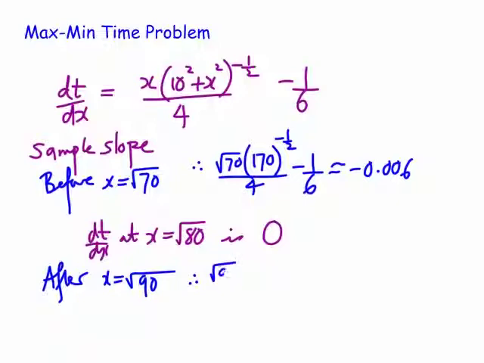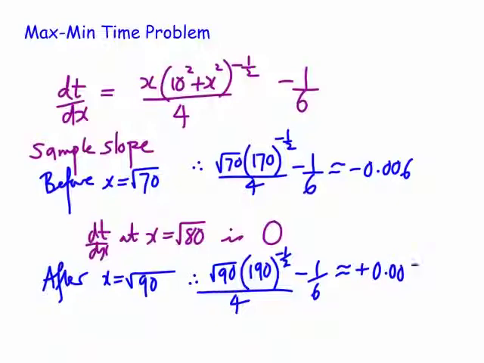So root 90, we have 190 to the negative a half, and we sub it in on 4 minus 1/6. Putting that in the calculator, we end up getting positive 0.005. So at x equal to root 80, we have a change in the gradient around it: negative, 0, positive. Therefore, this is actually a minimum time.